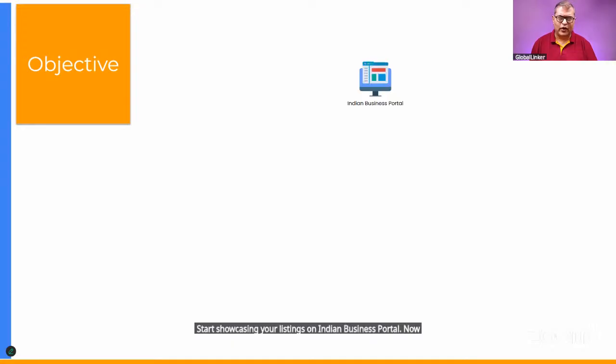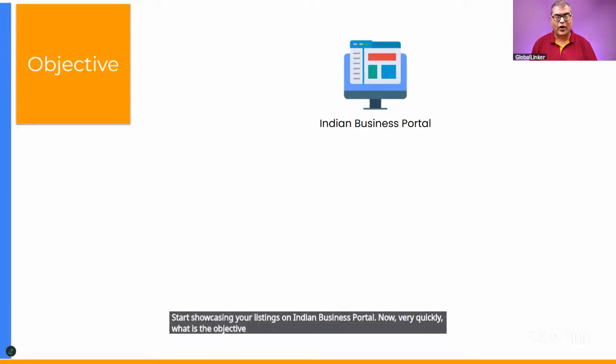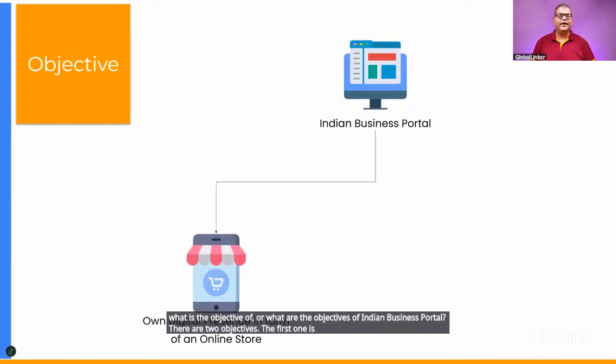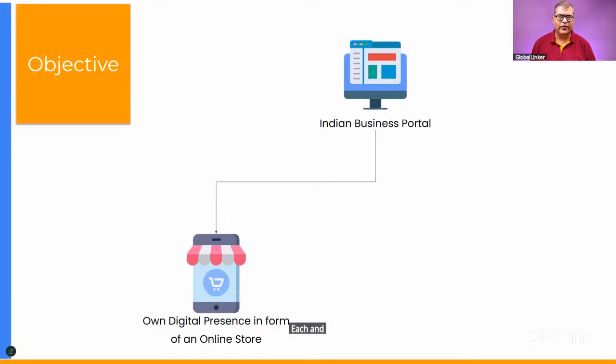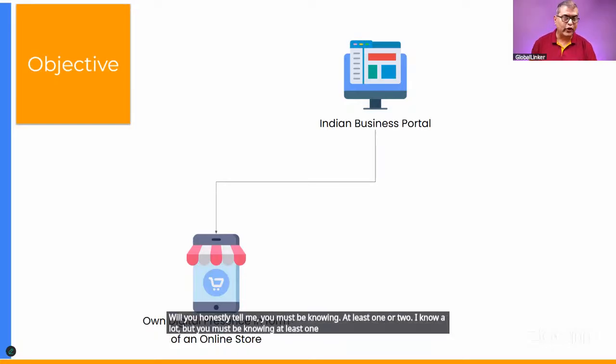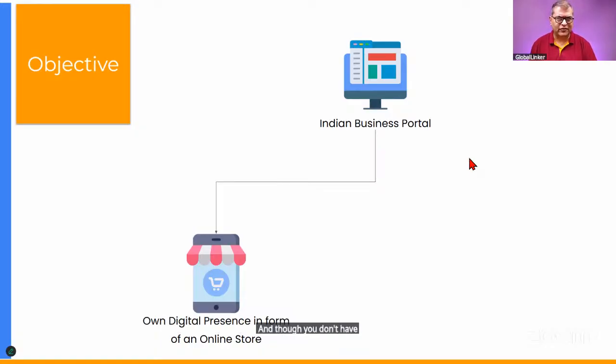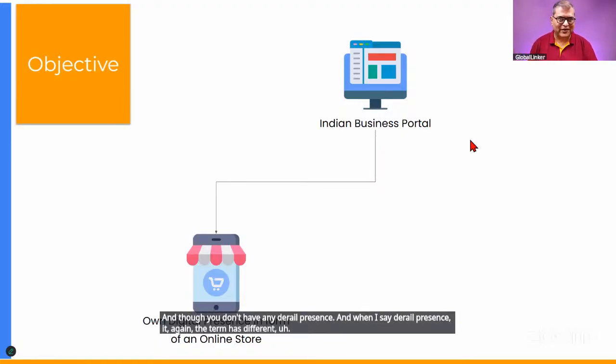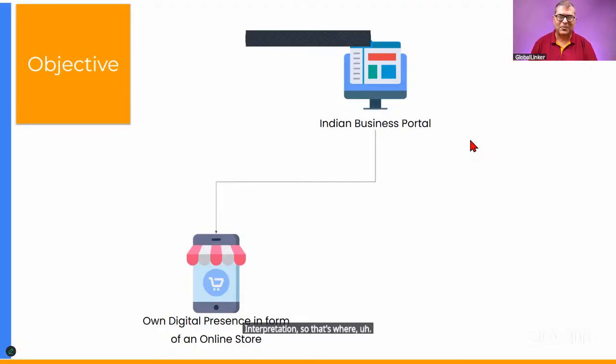Now, very quickly, what are the objectives of Indian Business Portal? There are two objectives. The first one is to help each and every one of you with your own digital presence. Now, very honestly, tell me, you must be knowing at least one or two good exporters that you know personally, and they don't have any digital presence. And when I say digital presence, the term has different interpretations, so that's where it sometimes becomes confusing.